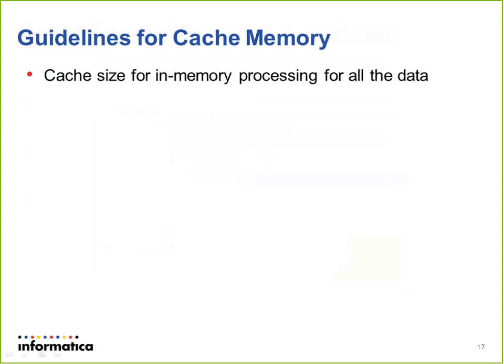If more data is accommodated in the memory, it is processed faster. The data spills over to the disk if all the processing cannot be done in memory. Hence, having an optimal cache directory becomes important. The default directory is $PMCacheDir.